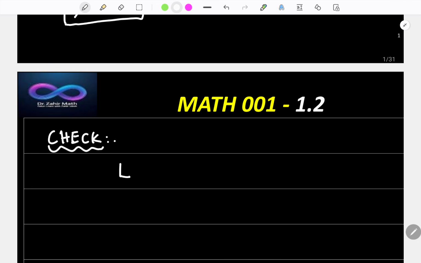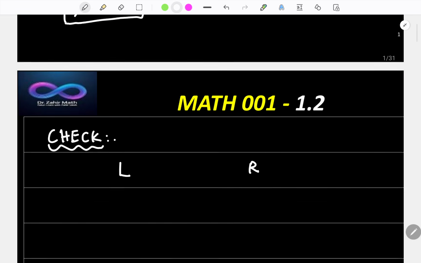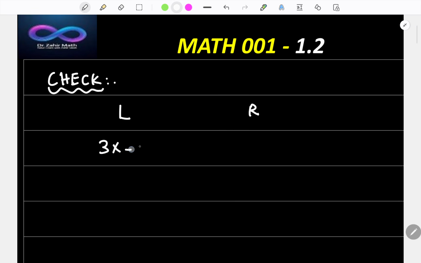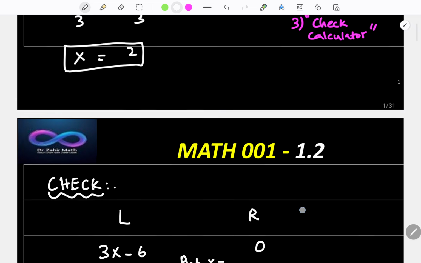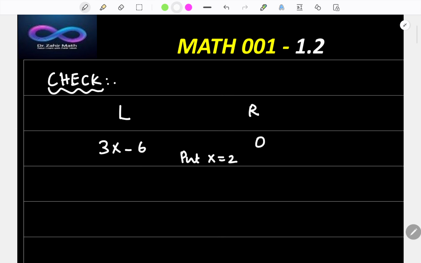For that you are going to take left and right. Your left equation is 3x minus 6. What is your right? 0. Now you are going to put x is equal to 2, the answer you got. If the left side answer is equal to the right side answer, then automatically this solution is correct. So we put x is equal to 2.